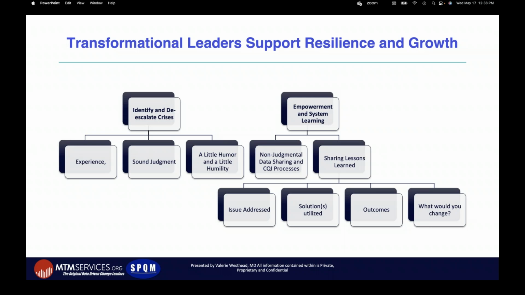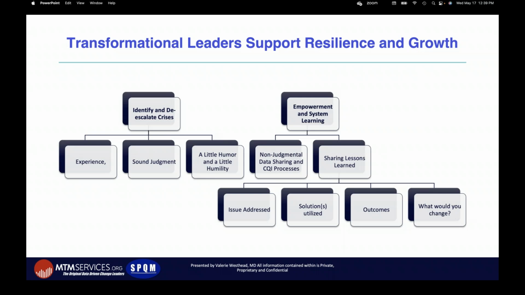We also have learned how to empower and use system learning. We have all been involved in case conferences, in peer review processes, in being grilled by an attending when we were a resident or a student. It is about being comfortable, in a non-judgmental environment, sharing data and talking about how we can improve things moving forward. And then making sure that we have shared lessons learned within the team and beyond.